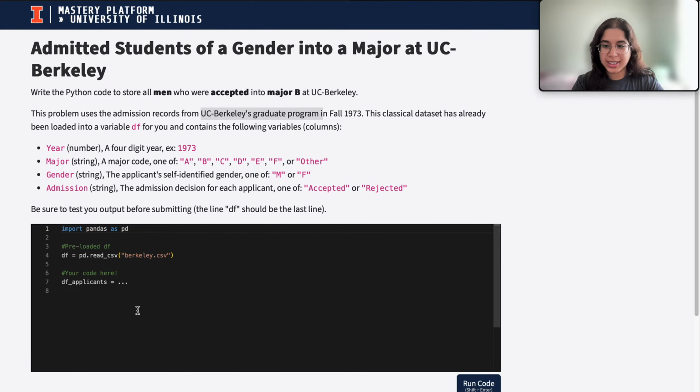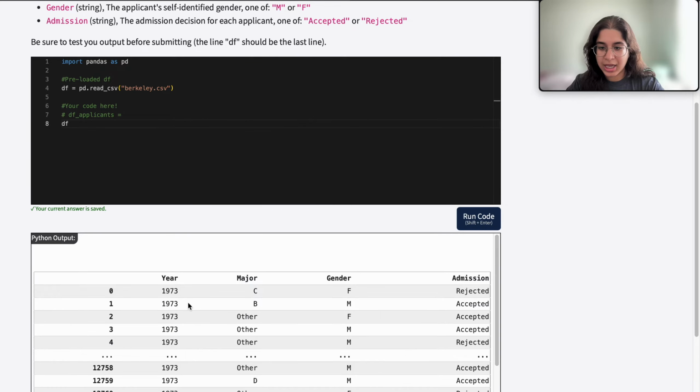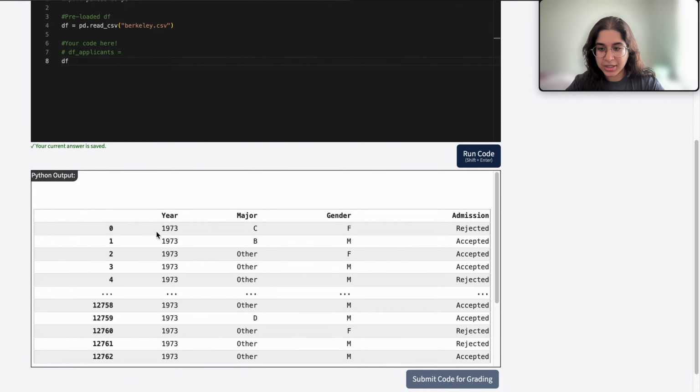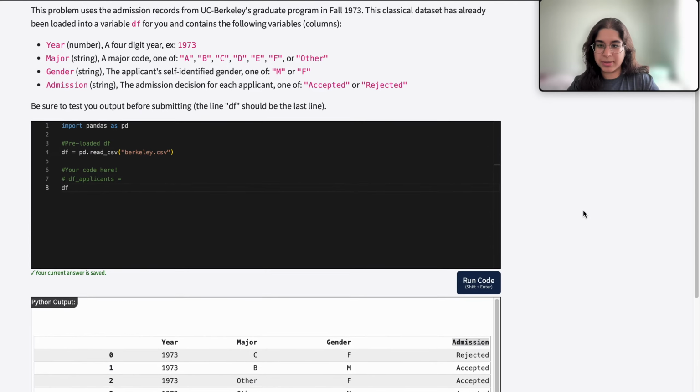The first thing we want to do here is output the data frame to see what it looks like and what columns we're dealing with. It helps us get started with the question. We can see each row represents an applicant that applied to the school, as well as their year, major, gender, and eventually their admission decision.